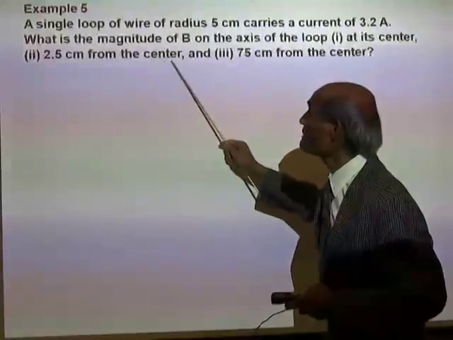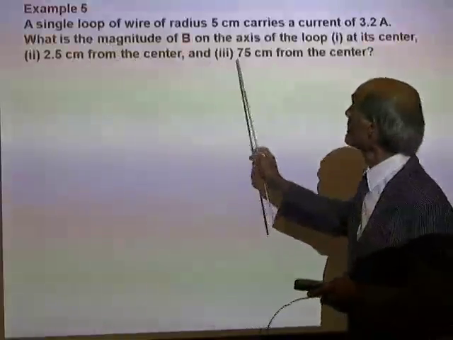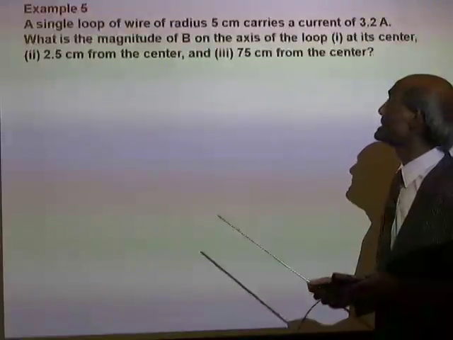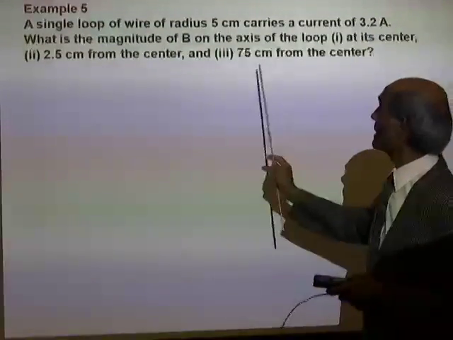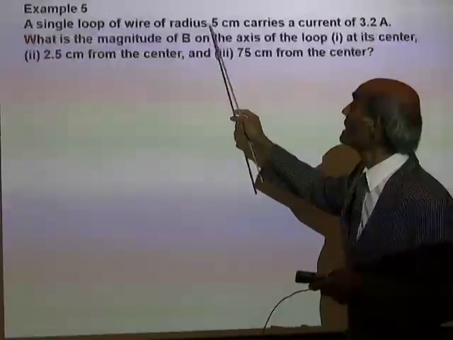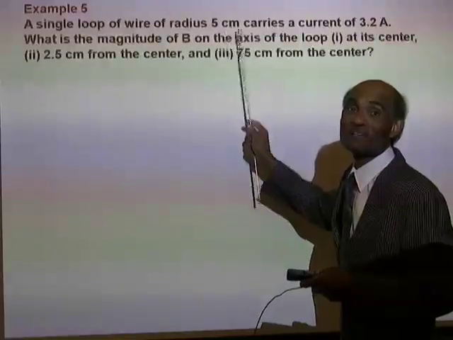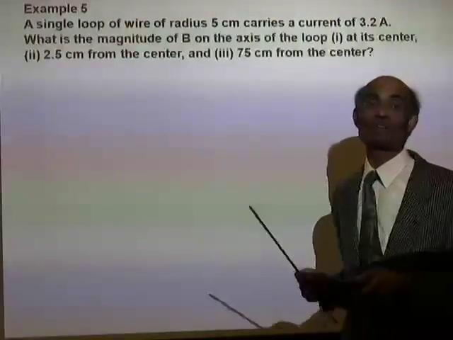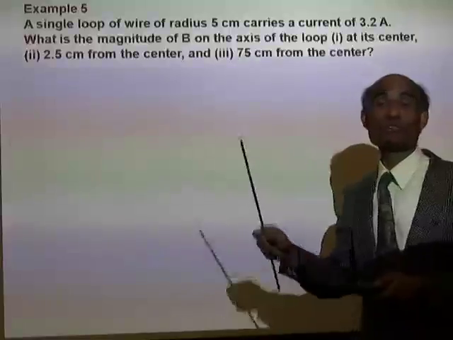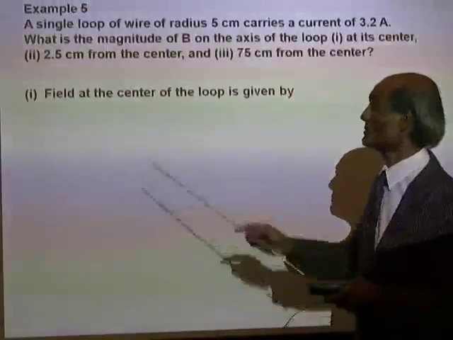Two, 2.5 centimeter from the center. We've got to use the exact formula there. Three, 75 centimeter from the center. Well, 75 centimeter, x equal to 75 centimeter, is very large when compared to the radius 5 centimeter. We will use the approximate formula there. So all we need to do is use the appropriate formula for each of those.